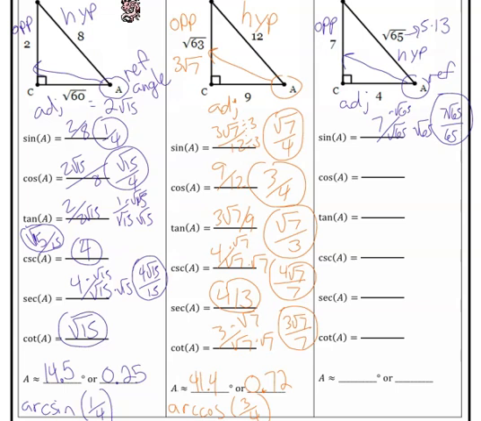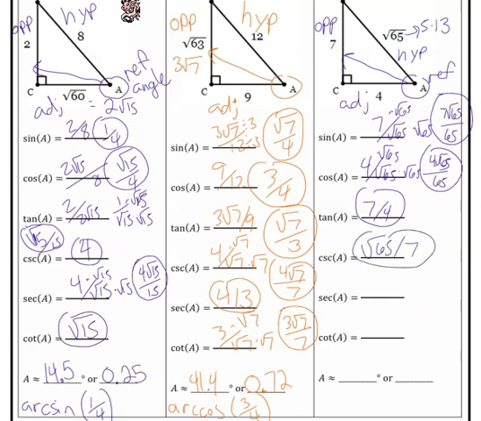Cosine of A, adjacent over hypotenuse, 4 over square root of 65. That also needs to be rationalized. 4 square root of 65 over 65. Tangent is opposite over adjacent, 7 over 4. Cosecant, we would have square root of 65 over 7. Secant would be square root of 65 over 4. And cotangent of A would be 4 over 7.